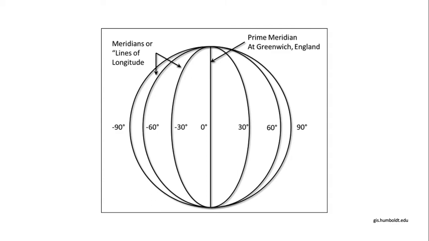And you can see here how the longitude lines, they don't circle the globe, they just go from the North to the South Pole. And the closer you are to the poles, the closer those lines get together.